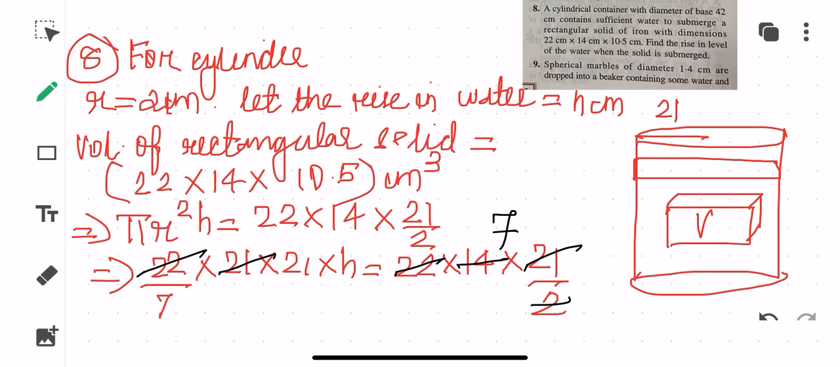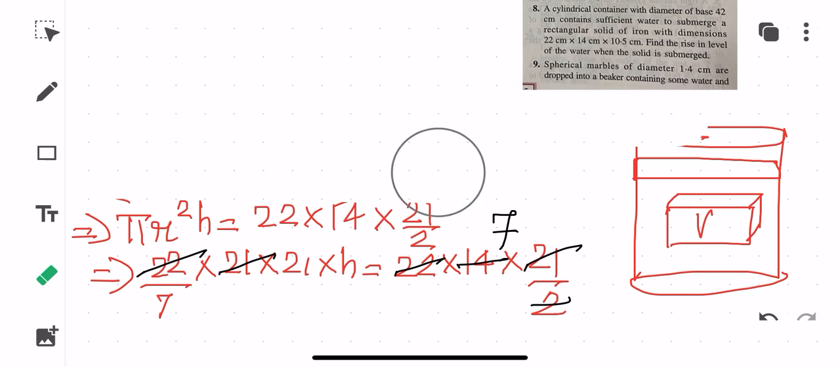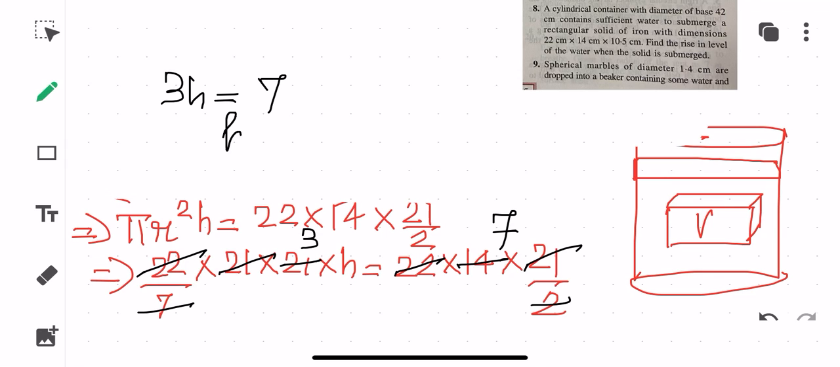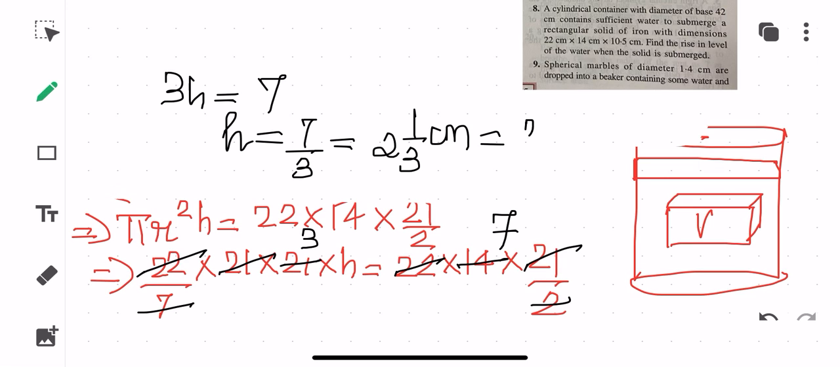So what are we getting now? This goes that side, so I'll just erase the above part. I am getting 21 upon 7, which is equal to 3, of course. So you are getting 3h is equal to 7. So the value of h that we are getting is 7 upon 3. This in turn is equal to 2 and 1 upon 3 centimeter, or in decimal, if the answer is given so, this will be equal to 2.33 centimeter. Alright, so this is the way this particular question has to be done.